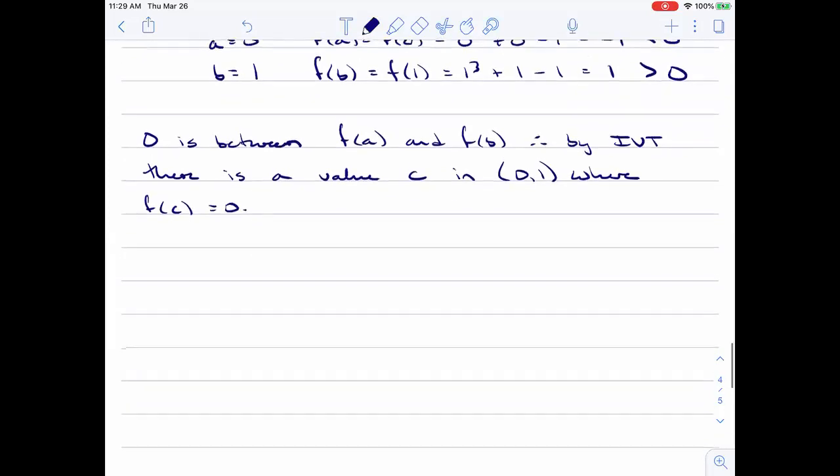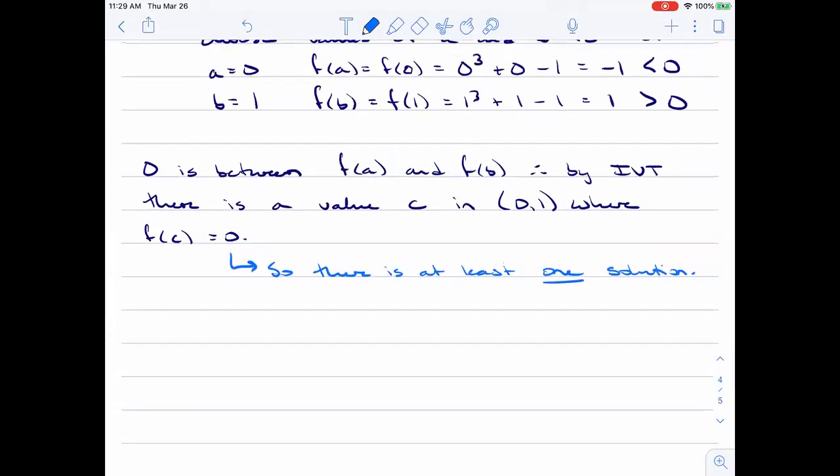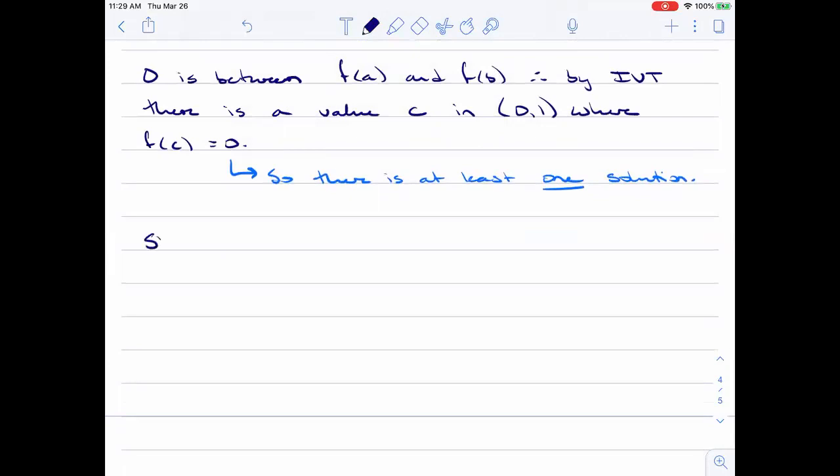So there is at least one solution. There could be more, but we know because we've narrowed it down pretty quickly to 0, 1, somewhere between there, it crosses the x-axis. Okay. If we move on to step 2, so now we've shown that there's at least one solution.